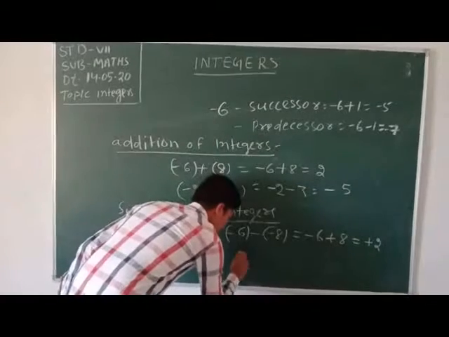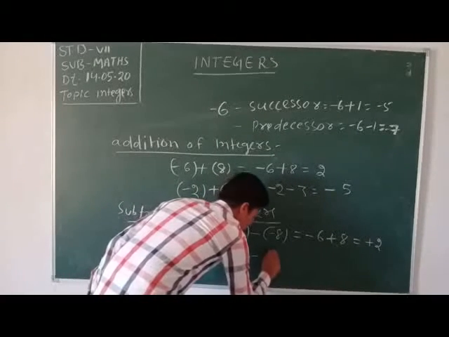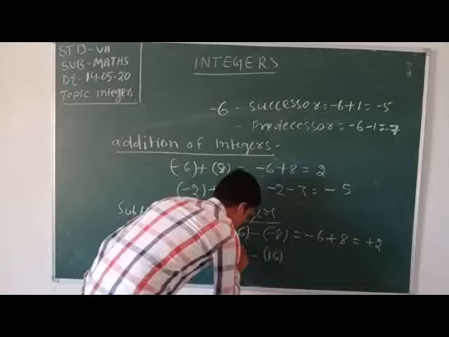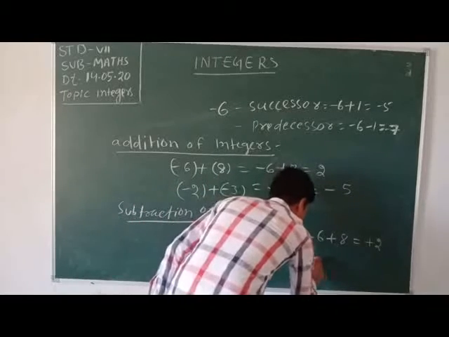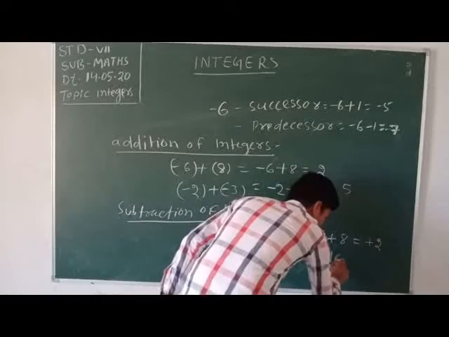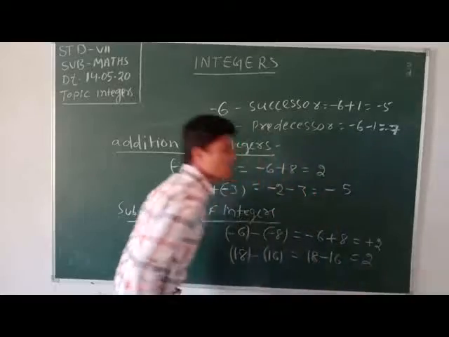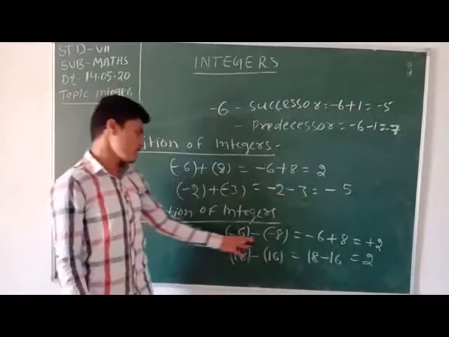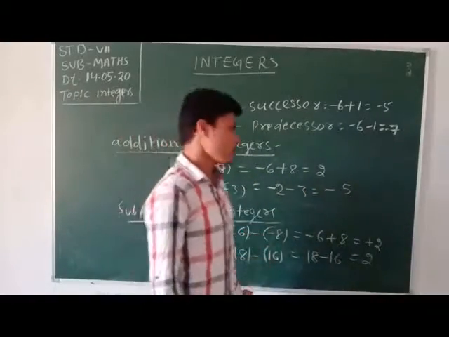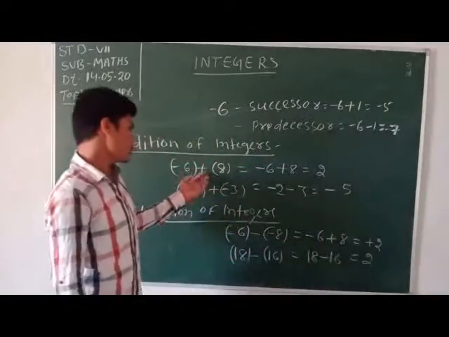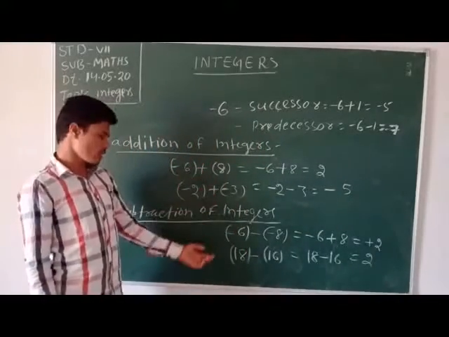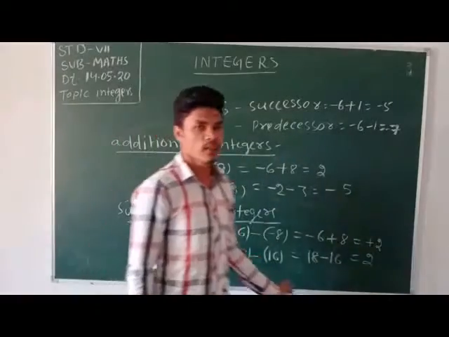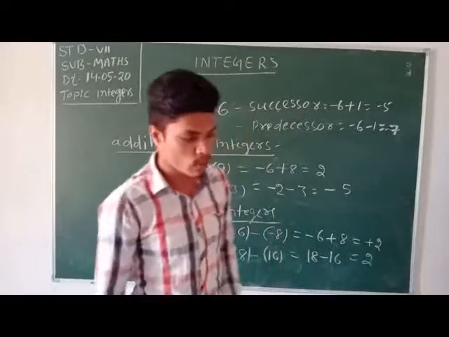Then 18 minus 16: 18 plus into minus, minus 16 equals 2. Easy. Before the bracket the sign is minus and the sign after will change. If it is addition, then plus, the sign will change to minus, and minus into minus equals plus. Clearly understood about the additions.